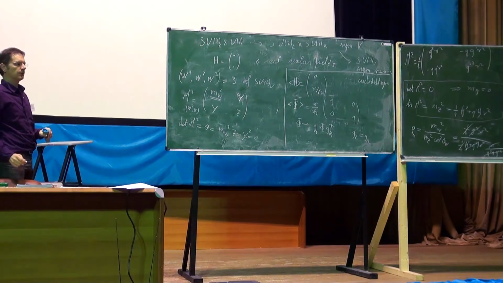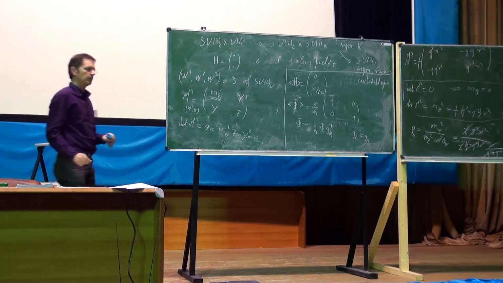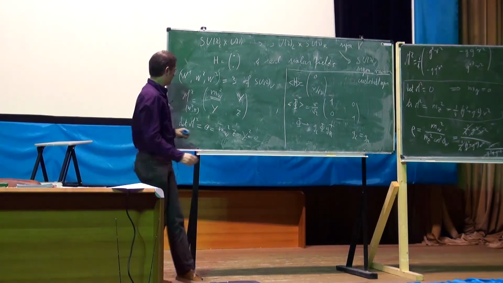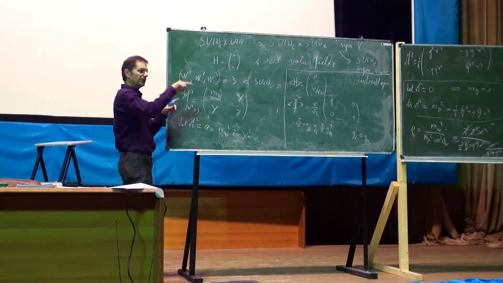Yes? Sorry, I've lost it a bit. That 2x2 matrix is the mass matrix for which pair of fields? W3 and Z. That's a mixing between W3 and Z.